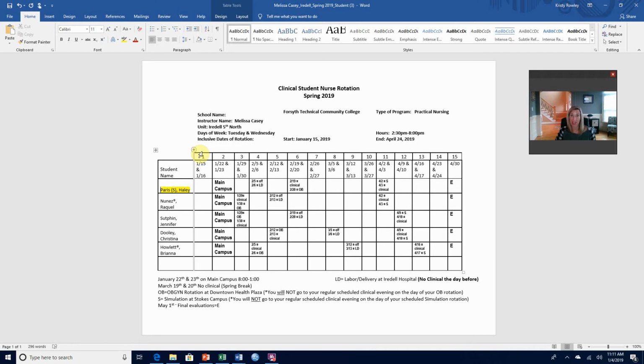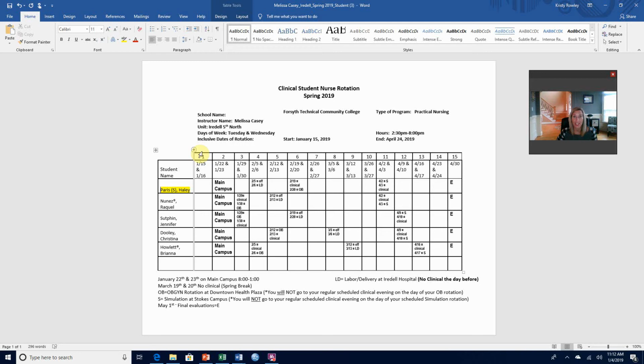That's going to be on main campus. So in the example with Haley, she will not be going to Iredale that week. She'll be going to main campus. That's her clinical week that week, as with everybody. Then the next week, clinical week 3, 129 and 130, she goes to clinical. Now we're jumping to February the 5th. She is going to be off on February the 5th, but then she has labor and delivery with Miss Turner on the 6th.